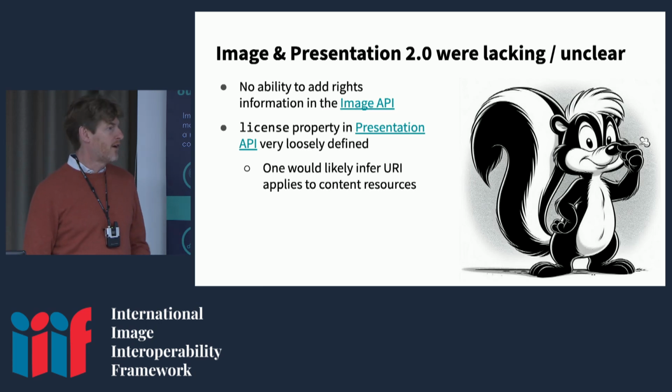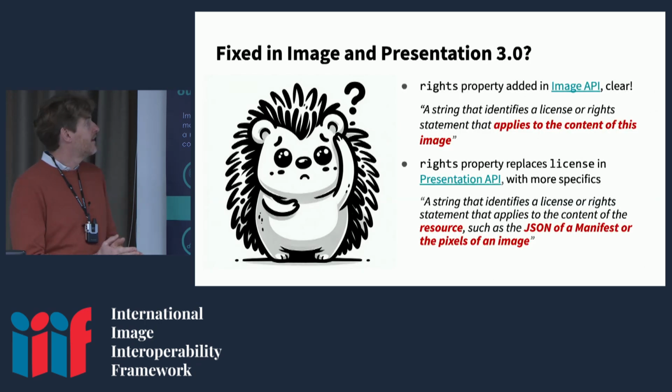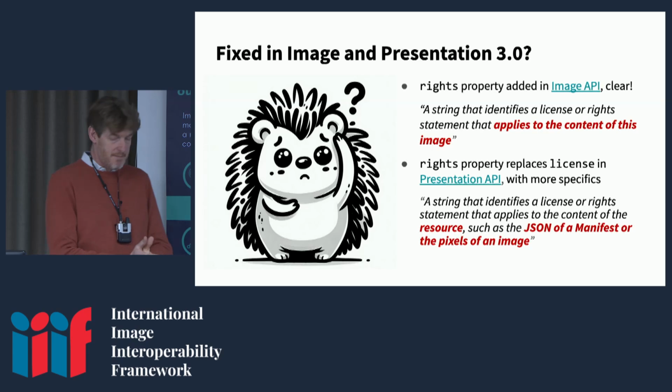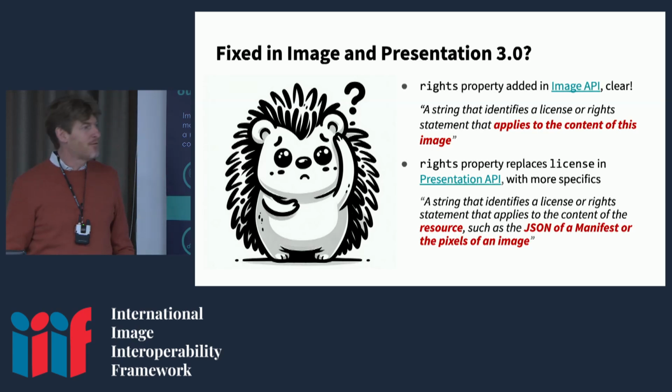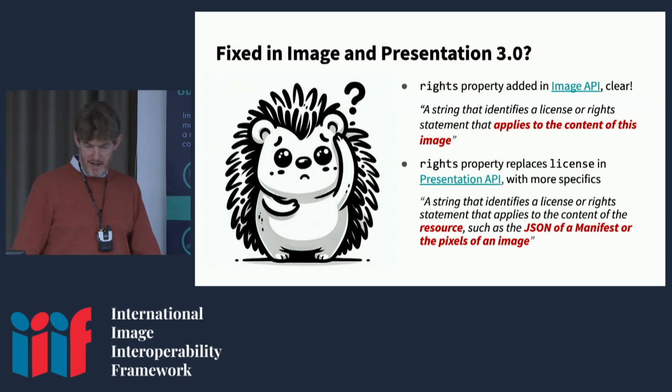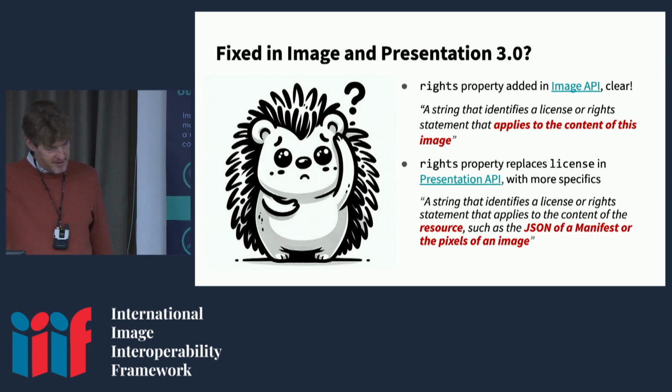But no worries, we came up with Presentation and Image version 3, so we fixed it, right? Well, I would argue at this point, not quite. I think in the Image API, we did fix it. There's a very clear definition that the license URI applies to the content of the image. That's what we want, nice, check, done.